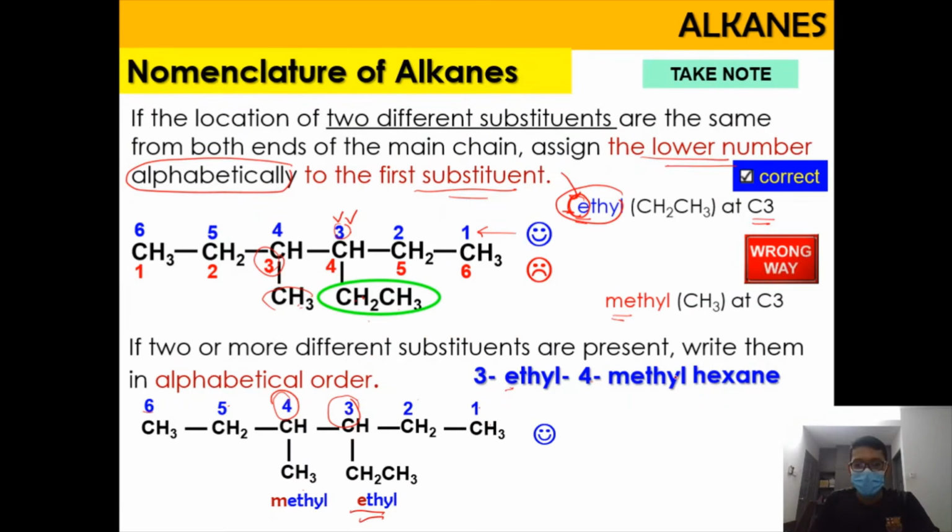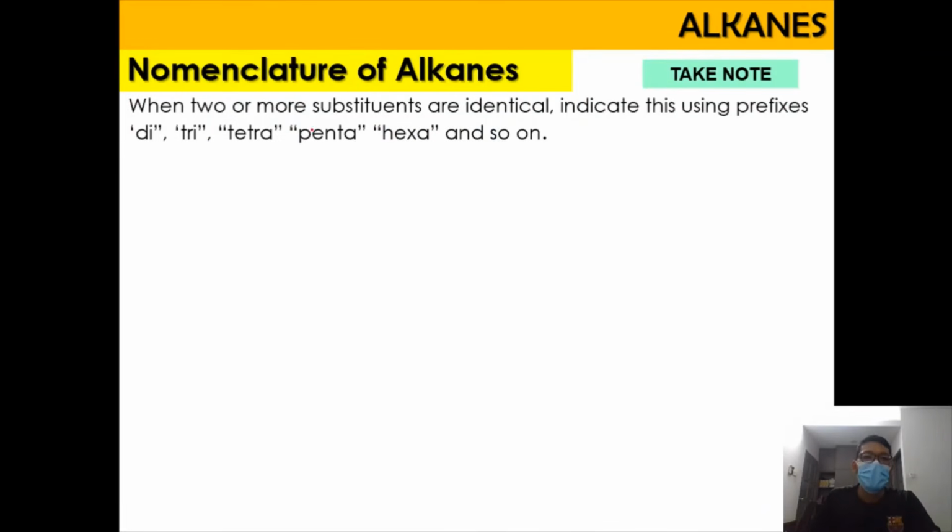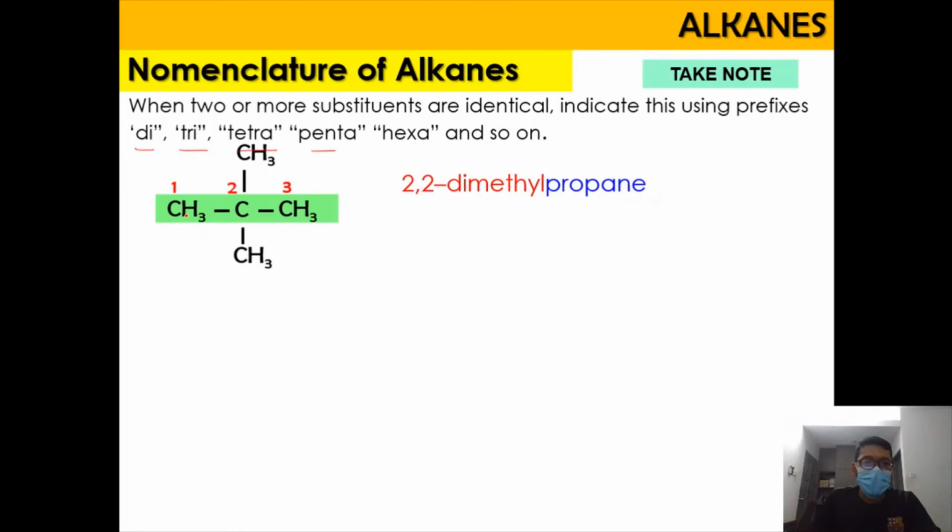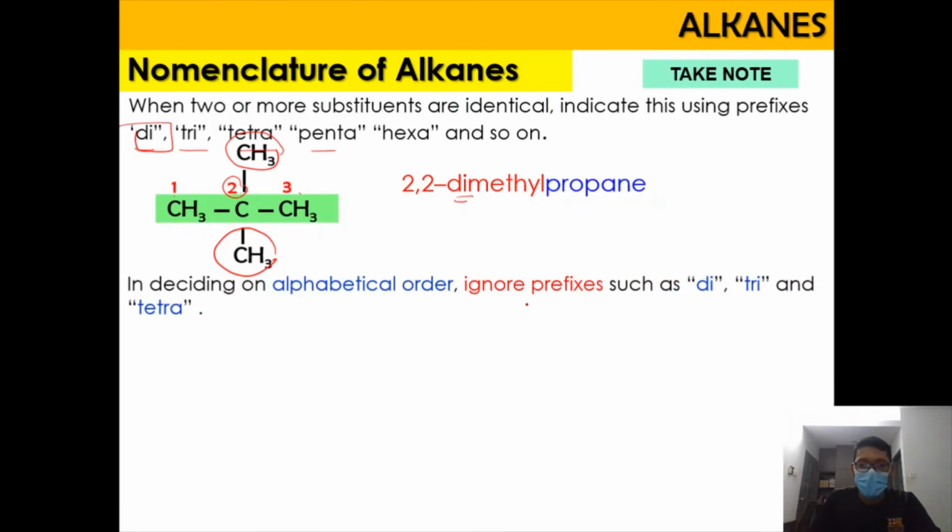Okay, alright. However, when 2 or more substituents are identical, indicate these using the prefixes di, tri, tetra, penta, hexa, and so on. Okay, so this is what I mentioned just now. For example, in this case, 1, 2, 3. So number 2 here is connected with 2 methyl groups. So when they have 2 methyl, we call it dimethyl. Okay, however, bila dekat naming, we ignore the di. We're going to focus on the M. Okay, so in deciding the alphabetical order, ignore prefixes such as di, tri, and tetra.